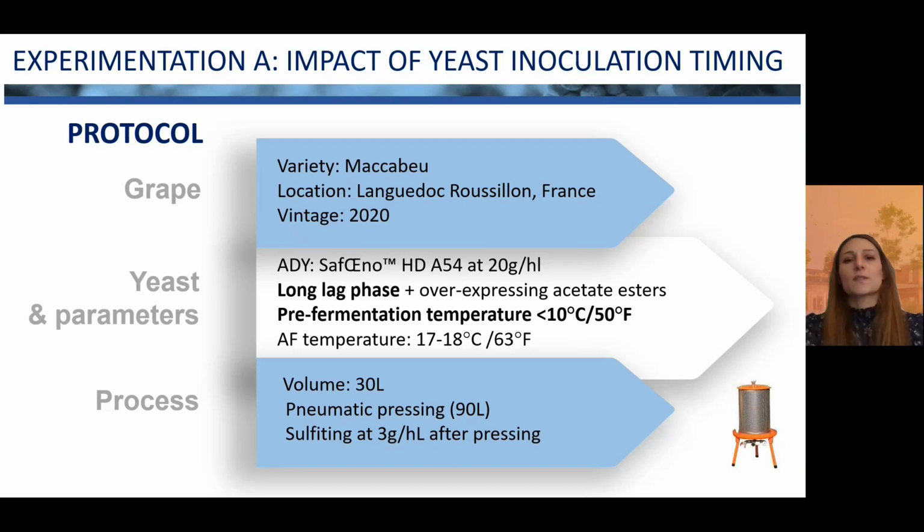This yeast specifically was chosen because it has a long lag phase, which is quite an important characteristic when you choose to inoculate in the pre-fermentation phase. Another characteristic of this strain is that it overexpresses acetate esters, and this will be important when we analyze the resulting wines. Something else important to note is that the pre-fermentation temperature was maintained below 10 Celsius at all times in order to prevent a start of the fermentation. The fermentation temperature was between 17 and 18 Celsius, and we used pneumatic pressing and did sulfiting at 3 grams per hectoliter after pressing.